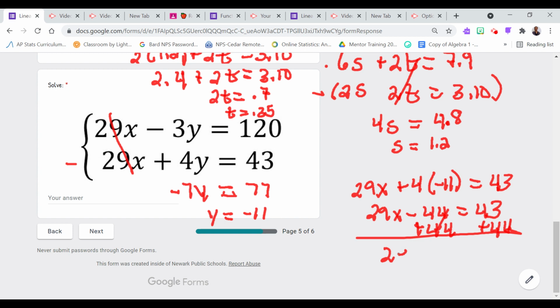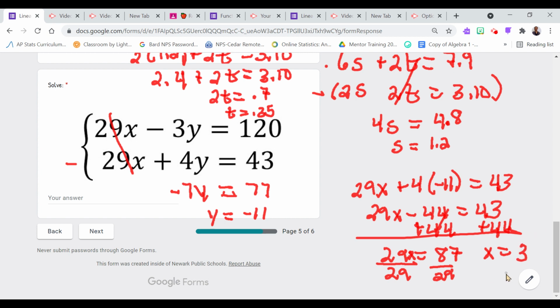So 29x is equal to 87, I'm sorry. And then my last step is I'm going to divide both sides by 29. And that gives me x is equal to 87 divided by 29. Don't know if that's even, but we'll find out. So 87 divided by 29, we said. That gives us a 3. So it actually works out.